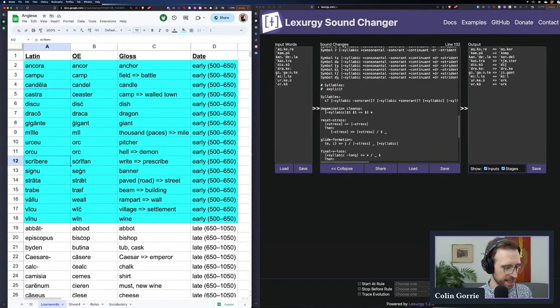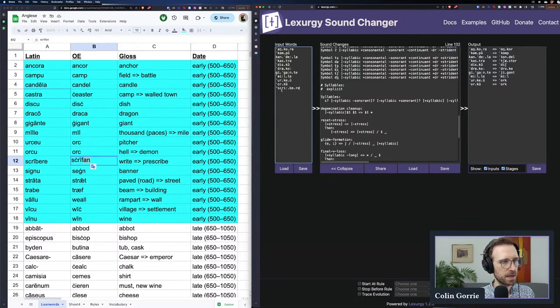Scrivere. So we are going to ignore the morphology here. So in Old English, it comes with the Old English infinitive ending, this an. We're going to keep the romance ending. So we don't have to pass the test all the way. But we do want to keep this as much as we can. So scrivere. And let's make sure we get that correct.